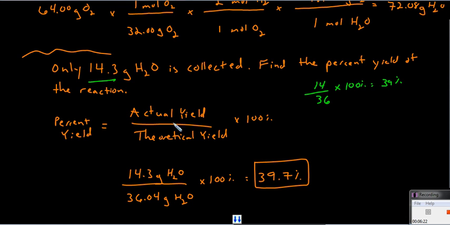Similarly here, you want to put your actual yield, the number of grams of water that you actually collect, over how many grams of water you should have collected, your theoretical yield, multiply by 100%, and that is your percent yield. You got 39.7% yield.